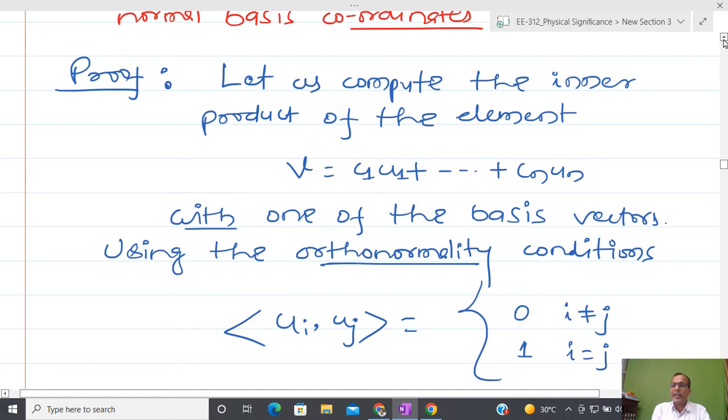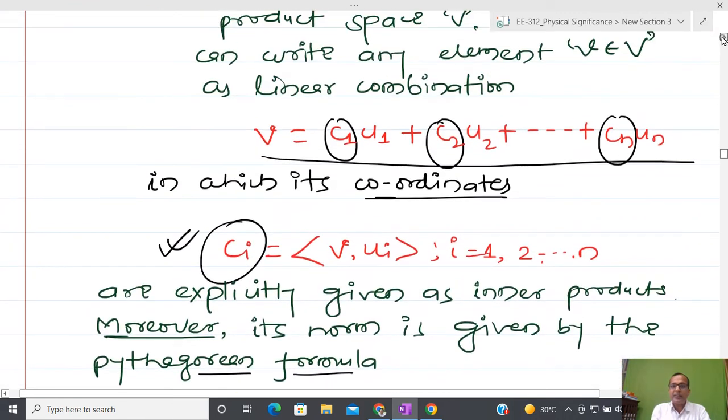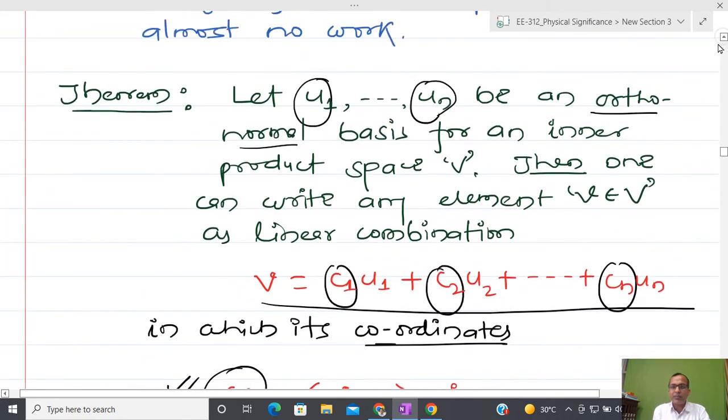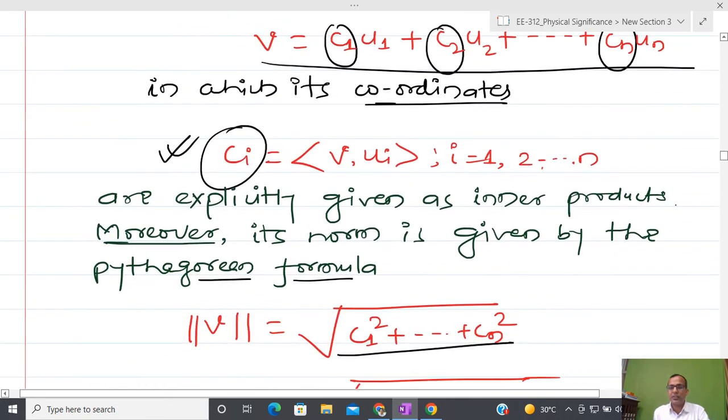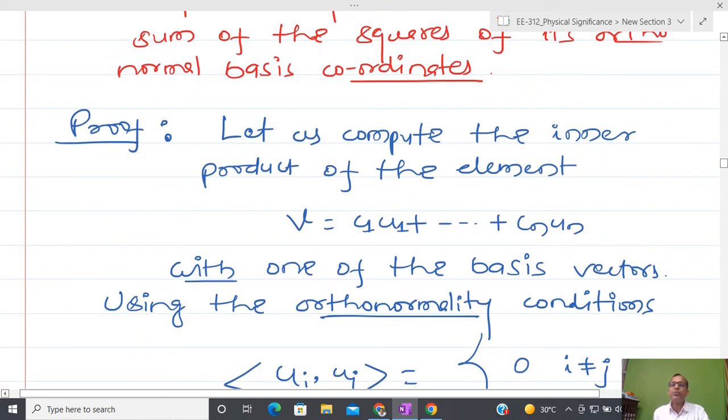So first, what I can do: I have written here that if I have an orthonormal basis, then c1, c2, cn can be given like this. So I have to prove this. How to prove that? The proof is very easy. You can select any element v, and since u1, u2 and un are the basis, any element can be expressed as a linear combination of them.